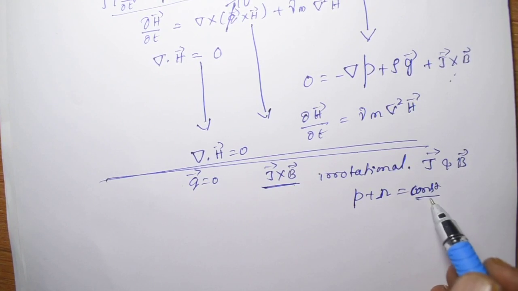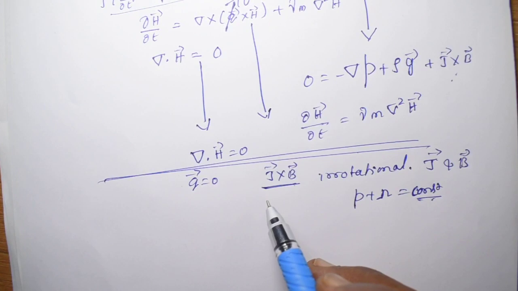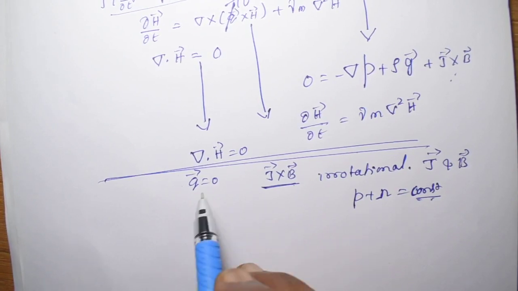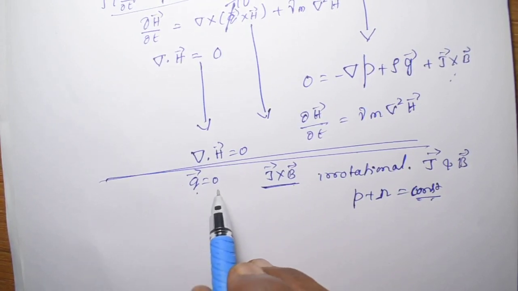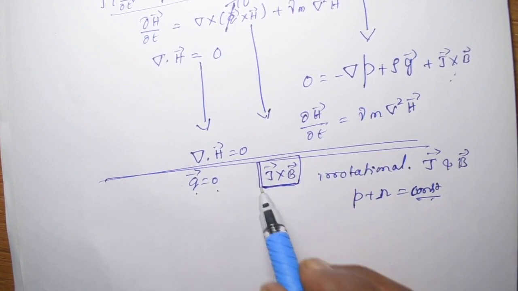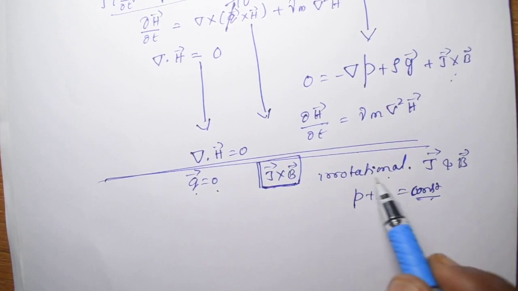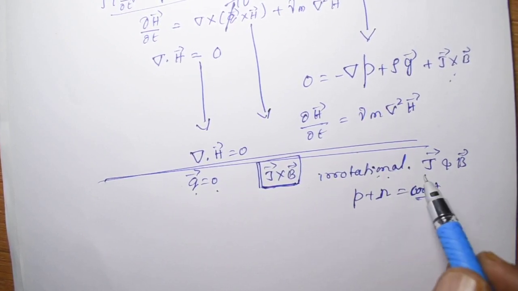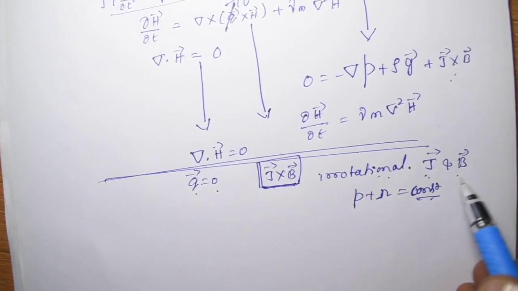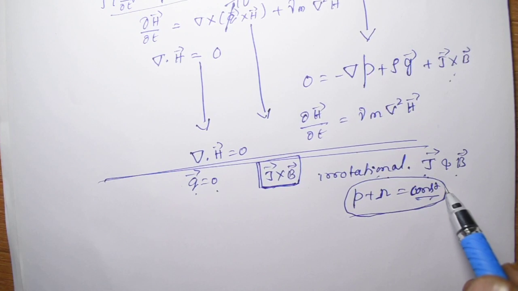P plus omega is equal to a constant. So what is the statement? The statement says that in magnetostatics, when Q is equal to 0, you have to prove that the Lorentz force, J cross B, is an irrotational force, and that the J and B lines lie on the surface P plus omega is equal to constant.